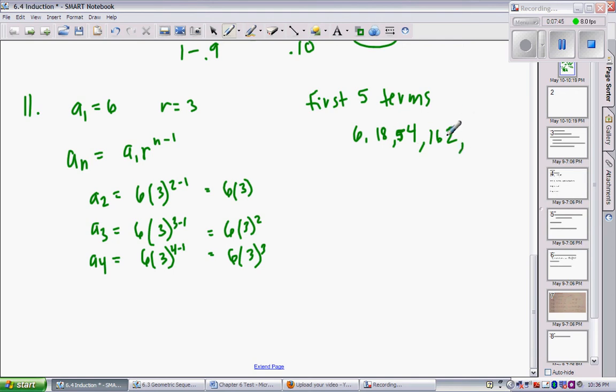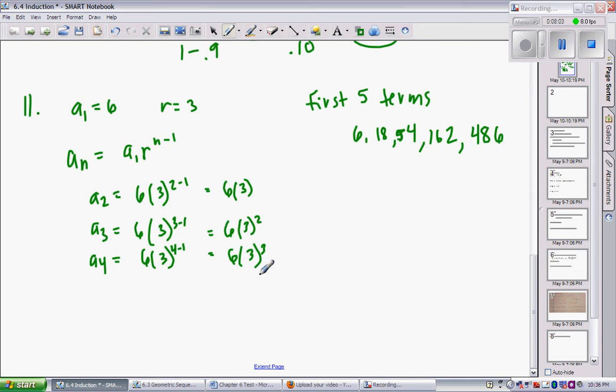So if we multiplied 162 by 3, we should get our answer for our next one, which is 486. Okay, so that's how you find the first 5 terms of your sequence. You need to know what that first term is.